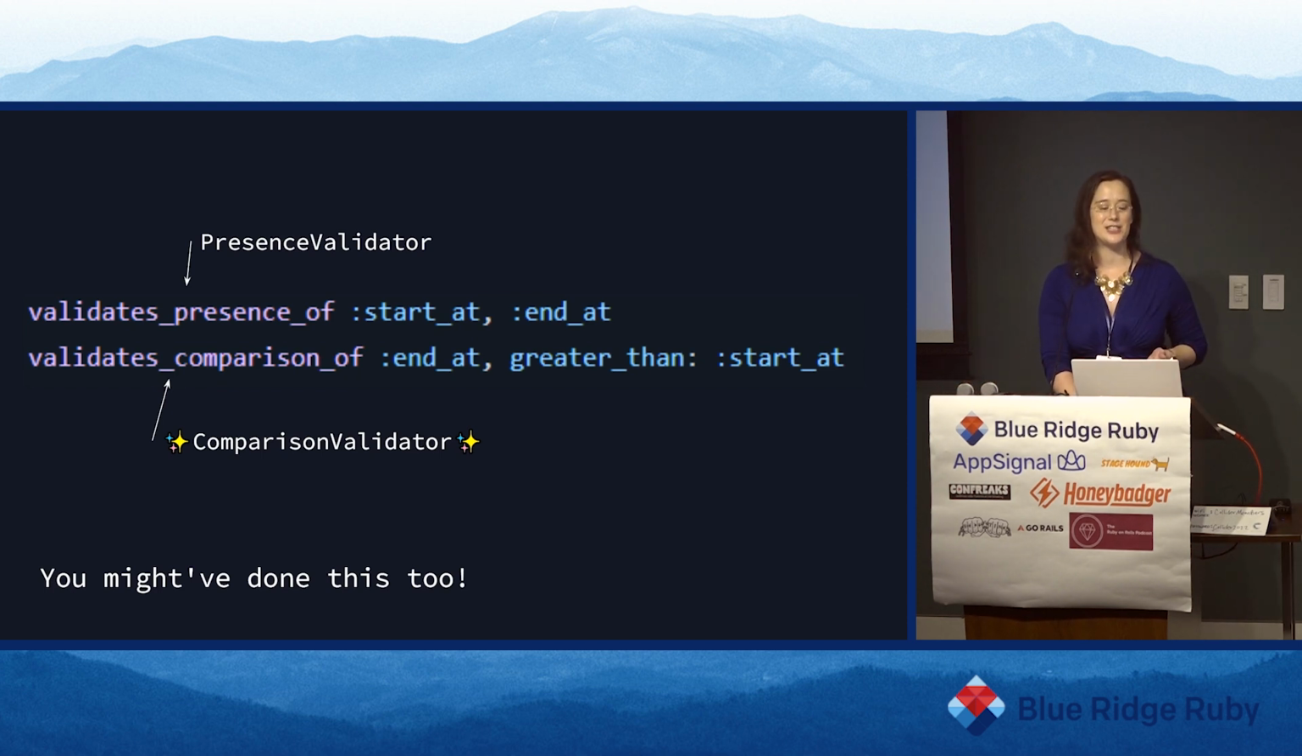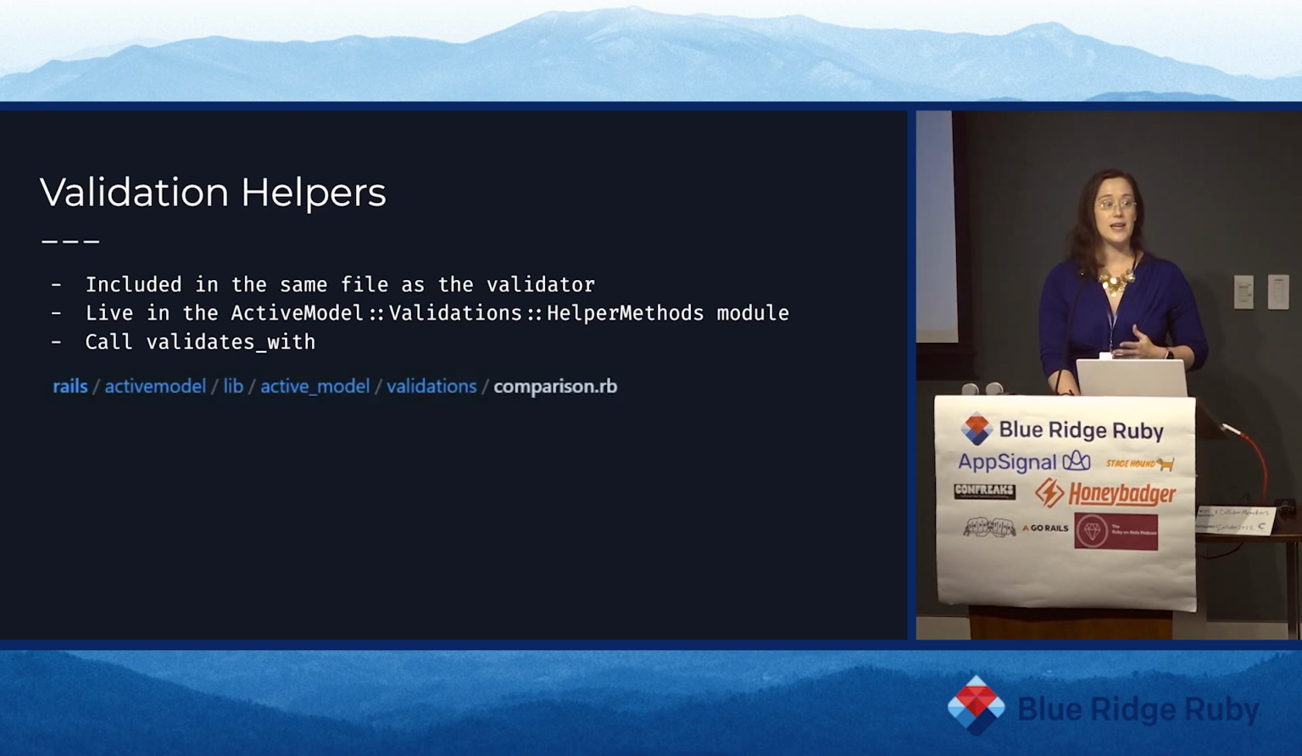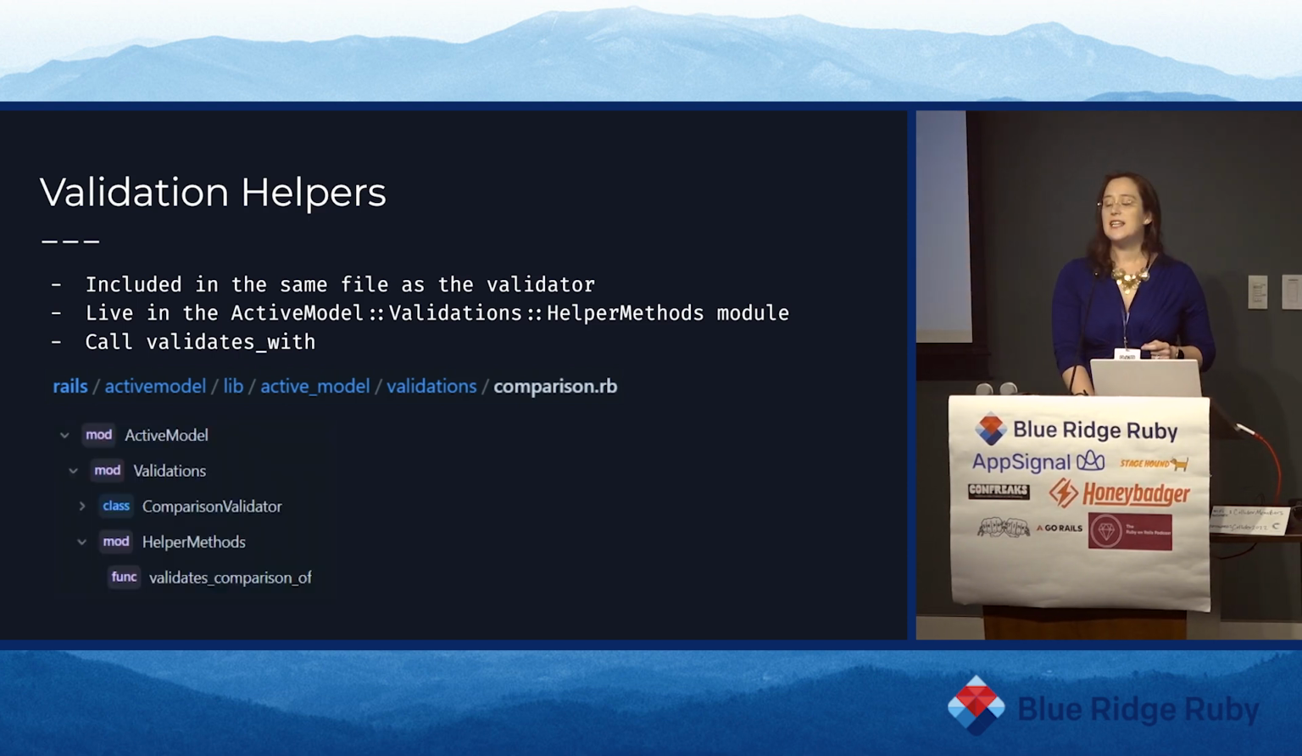So when I added this validation helper, I actually added it in the same file as the validator. That's comparison.rb. And even though it is inside comparison.rb, it lives inside of the active model validations helper methods module. This function lives inside active model, but then inside that we have the module validations. And at that same level, we have the comparison validator itself and this module helper methods. And then inside that, we have the function validates comparison of.